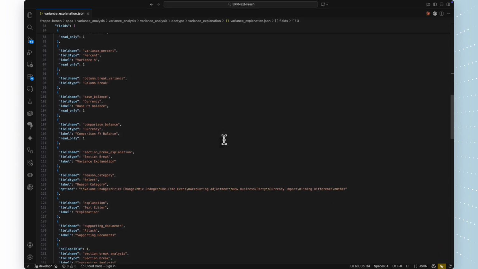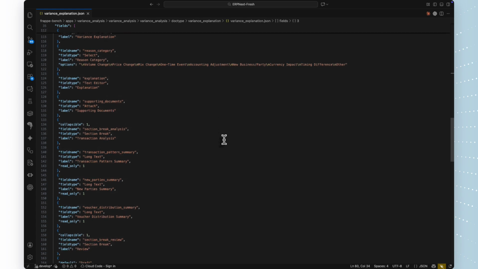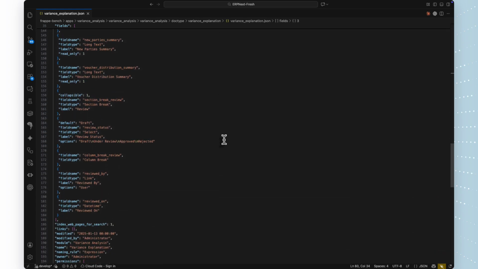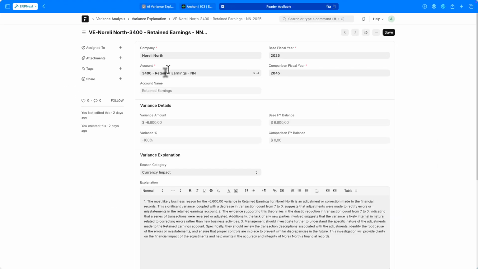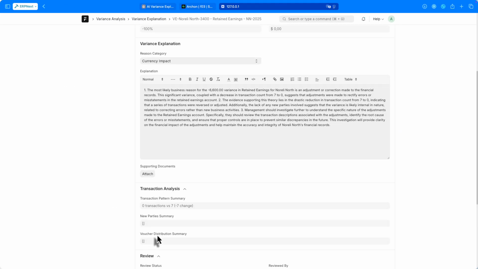This is audit gold. You have a complete trail of who created the explanation, when they created it, what the explanation said, how it was categorized. And here's what I love. You can see all your explanations in one place. Instant list.